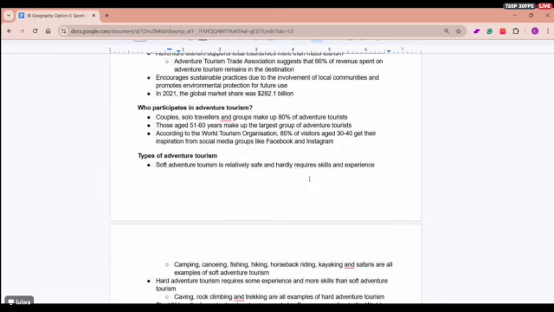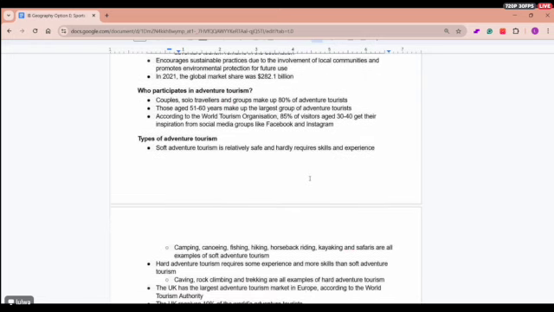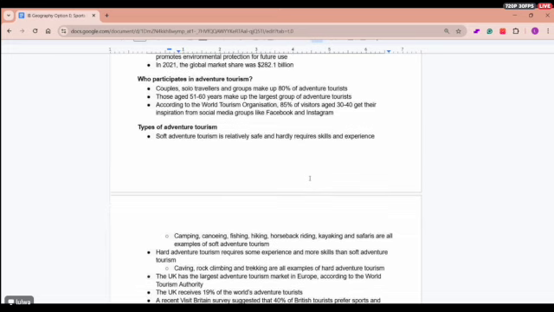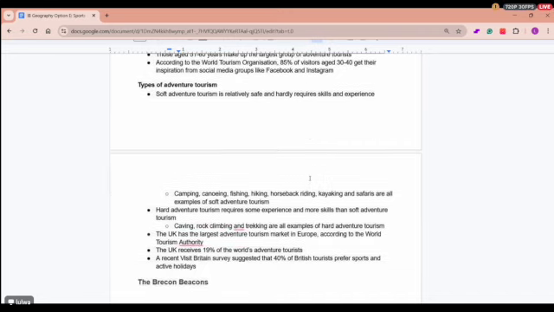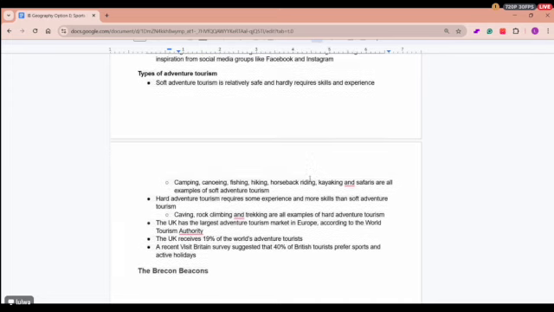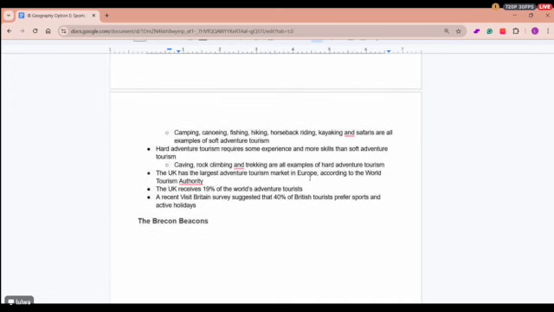So who participates in it though? You have couples, you have solo travelers, and you have group travelers who make up 80% of adventure tourists. And those aged 51 to 60 make up the largest group of adventure tourists. And according to the World Tourism Organization, 85% of visitors social media groups. So what are the types? You have soft adventure tourism, which is relatively safe and hardly requires skill, like camping, canoeing, fishing, hiking, and so on and so forth. You have hard adventure tourism, which requires more experience and skill, like caving, climbing, and trekking, which are all examples.